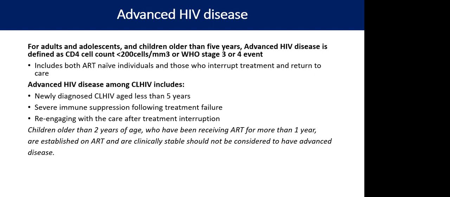And we need to remember that children older than 2 years of age who have been receiving antiretroviral for more than a year, are stable on antiretroviral therapy and clinically stable, should not be considered to have advanced disease because they are on antiretroviral. If you look at the viral load, it would also be suppressed after 1 year of antiretroviral therapy in most of these children, and they are clinically stable and don't have any active OI. So those cases may not be taken as advanced HIV disease. Next slide, please.